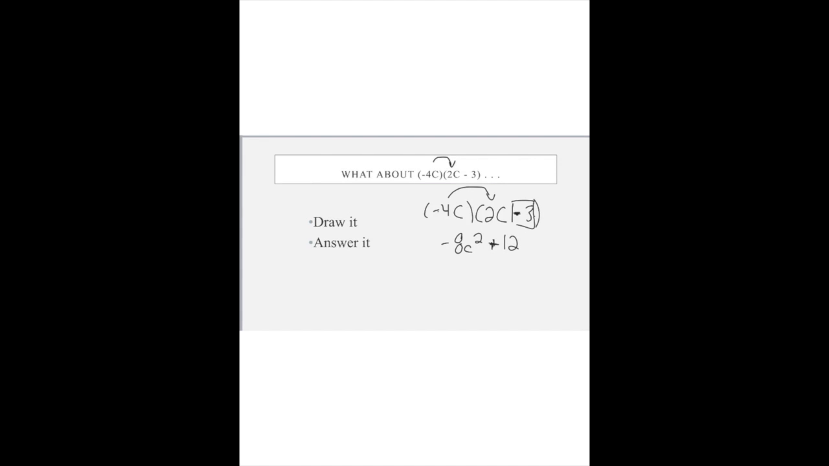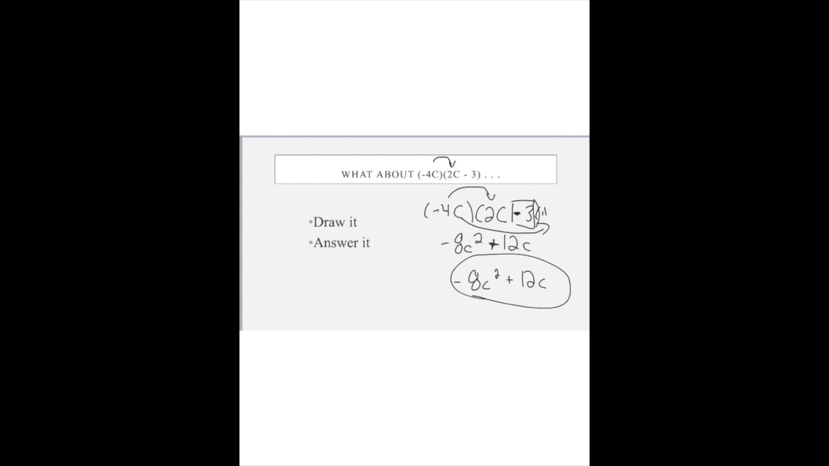In that case, we also need to include the c. Just because we're multiplying negative 4 by a number and we don't have a variable on the 3 doesn't mean that we're done with the c. The c still carries through. It's as if it's multiplying by an imaginary 1. You can look at it that way, or you can just simply carry it through. So we end up with negative 12c, and our final answer is negative 8c squared plus 12c.